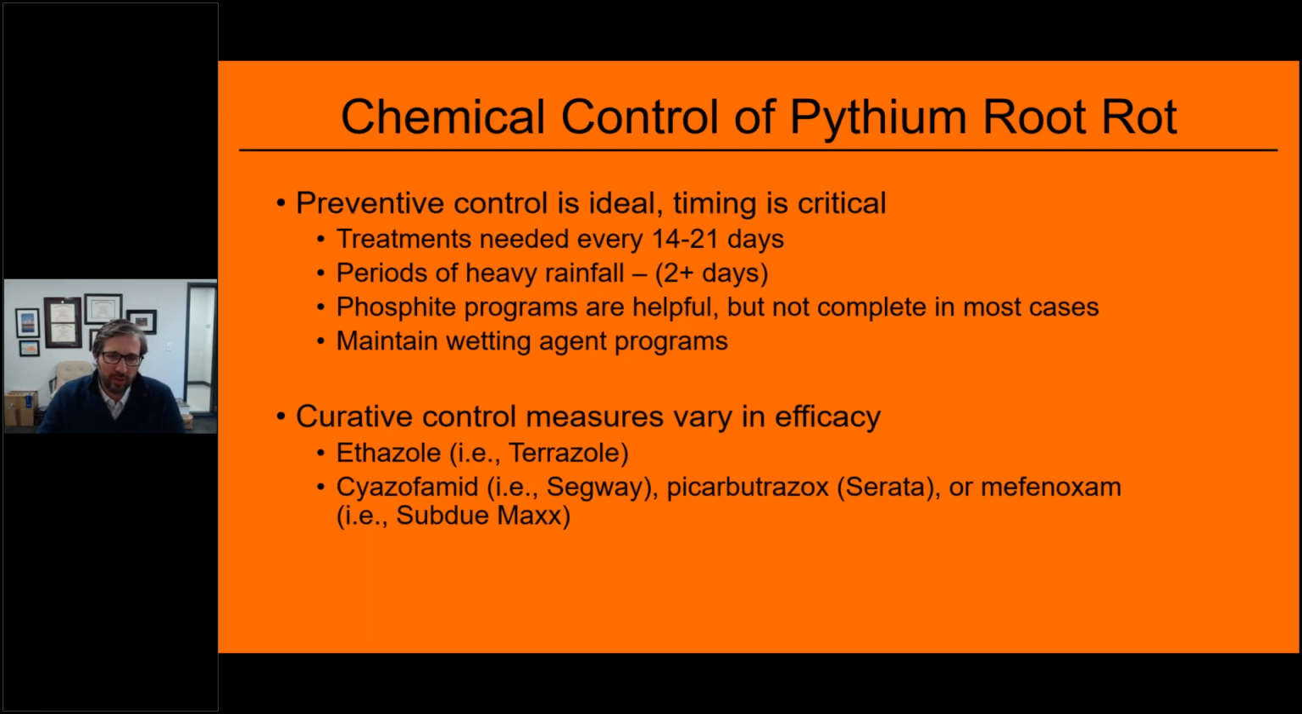Now, if we're getting into curative control measures, that's where we're going to see some variation in efficacy. Over the years, we've had instances where we worked with etridiazole or terrazole, and then now we have some of these newer ones, like cyazofamid or picarbutrazox, and Segway and Serrata, and then Subdue Max or mefenoxam as well. What I would recommend in terms of curative control, you're going to see some data here for Segway and Serrata, and then some varying responses with Subdue. But again, just know that those curative controls can definitely vary in efficacy if you're dealing with an outbreak that's occurring. And if you're dealing with an outbreak that you see is active, the retreatment interval is going to need to be more frequent to make sure that you're getting ahead of that population.